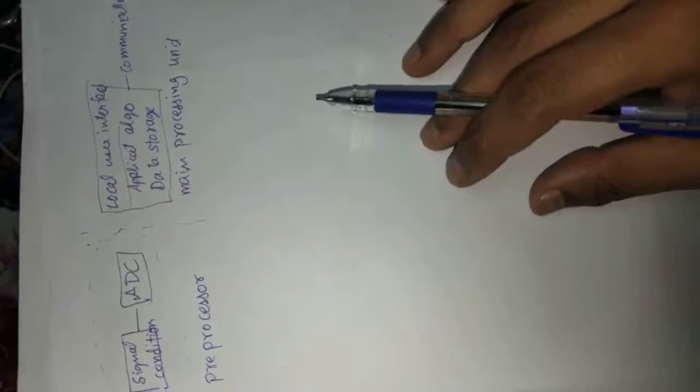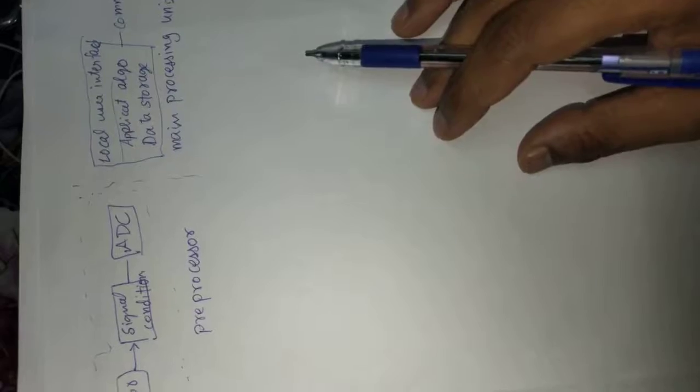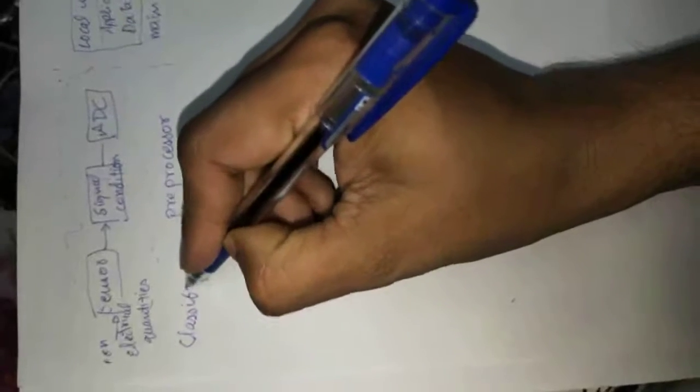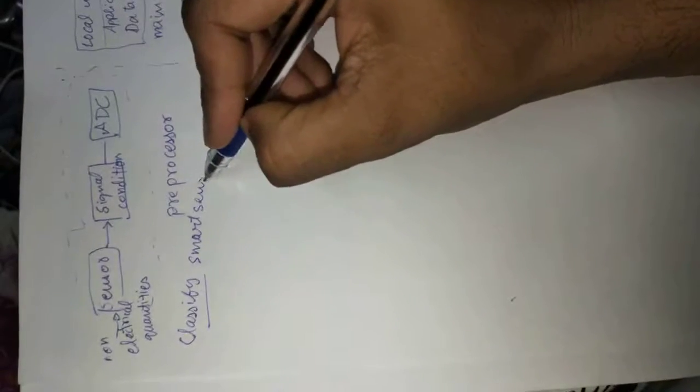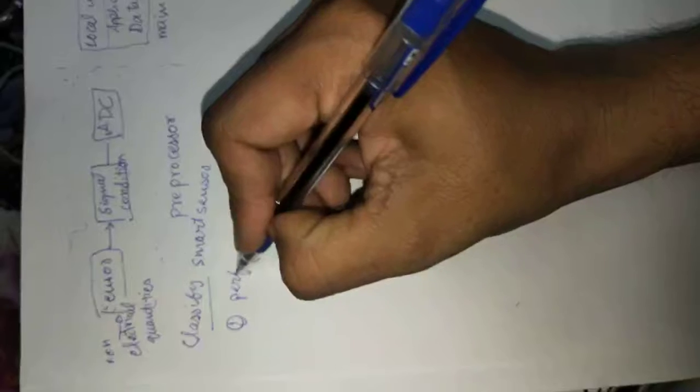So let us classify the sensors. We can classify smart sensors based on their features. The first feature is they are able to perform logic operations such as addition, subtraction, etc., or even AND or NOT logic.